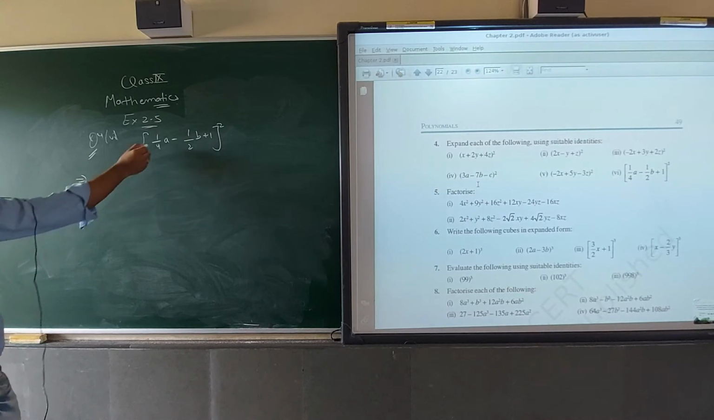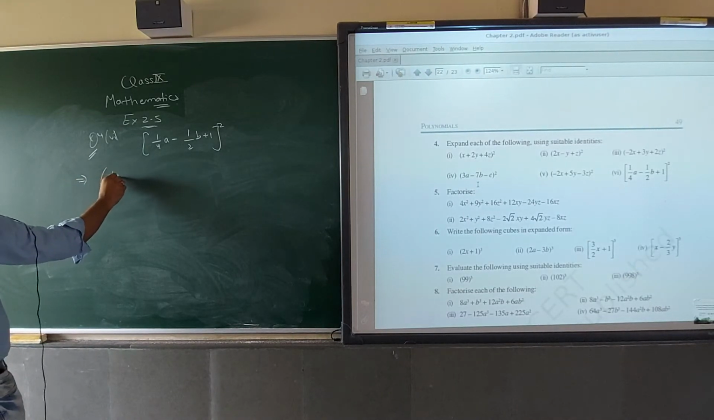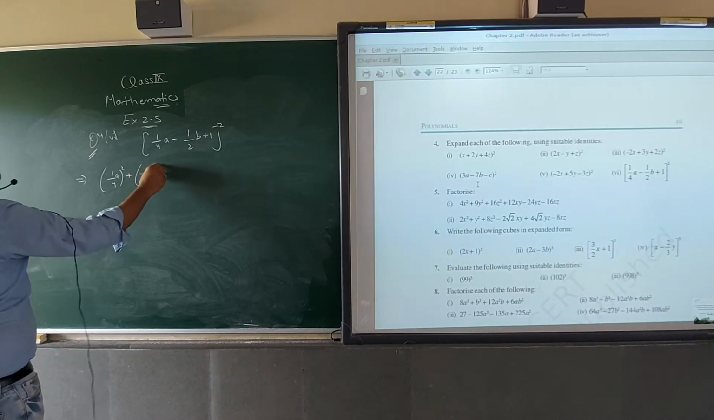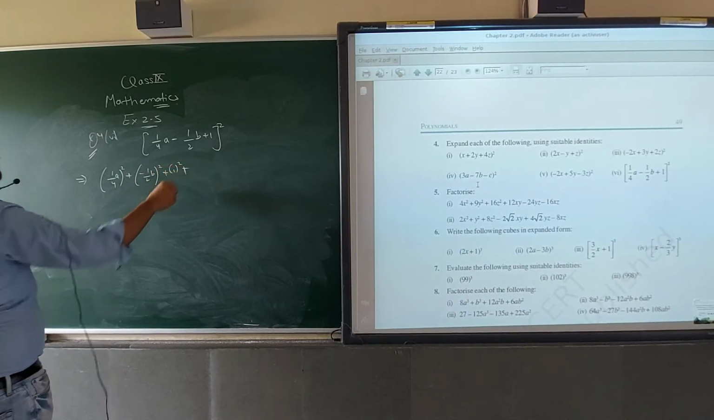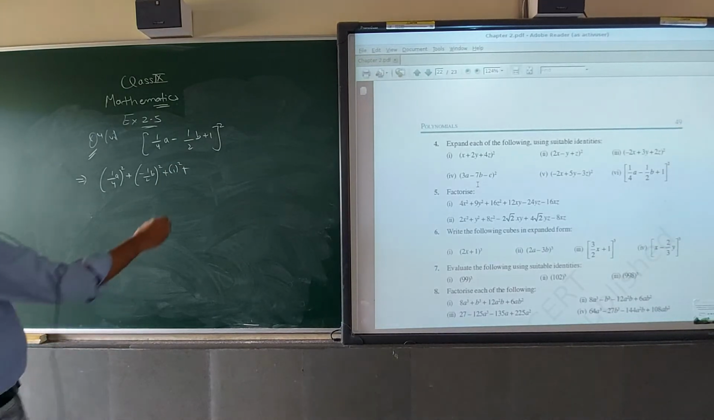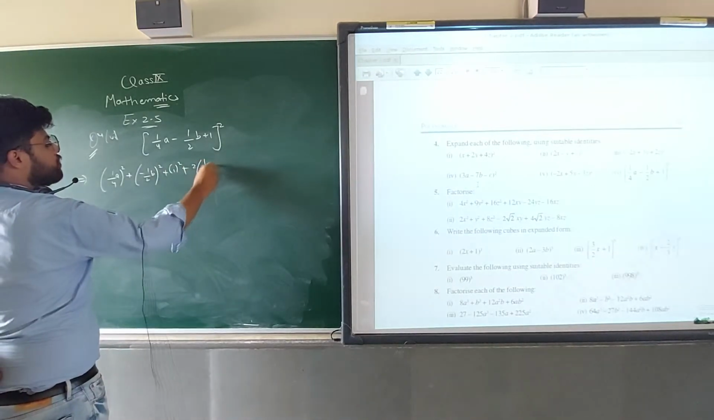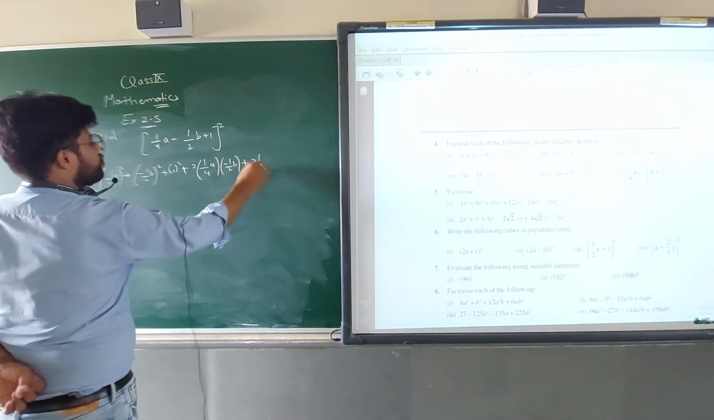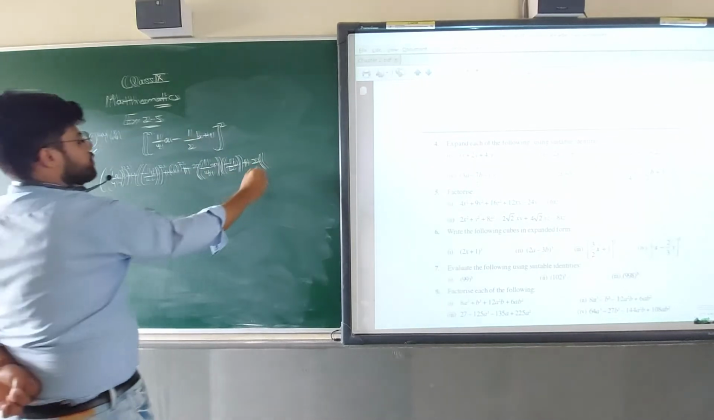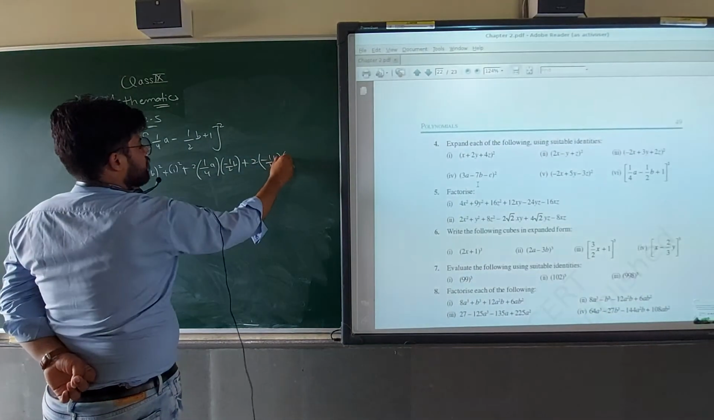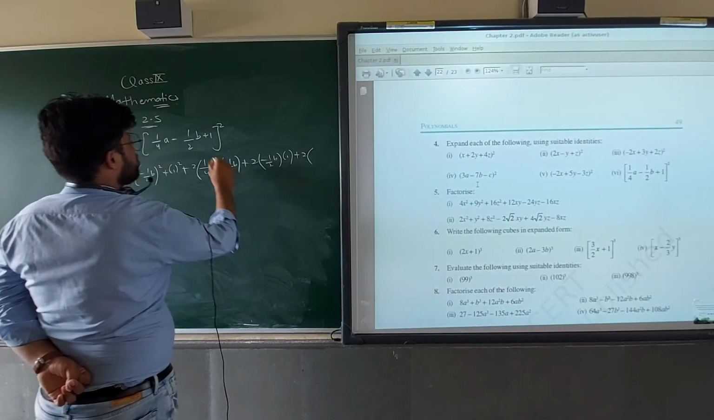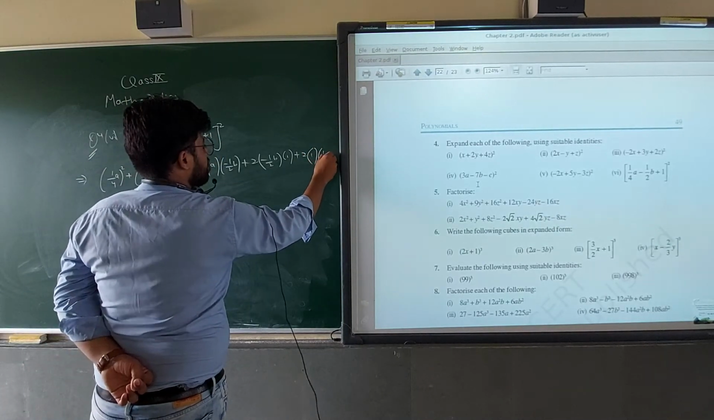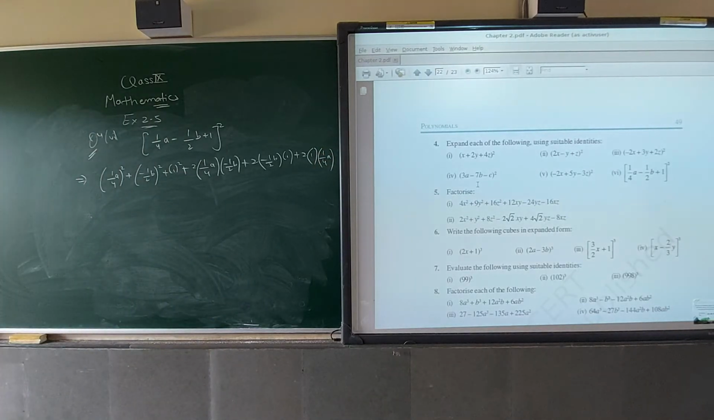Now x square, the square of 1 upon 4a plus the square of minus 1 upon 2b plus the square of 1, plus 2ab. So 2a is what and b is what? Plus 2bc, this one, and plus 2ca means 1 and this, and 1 upon 4a. This we have to solve.